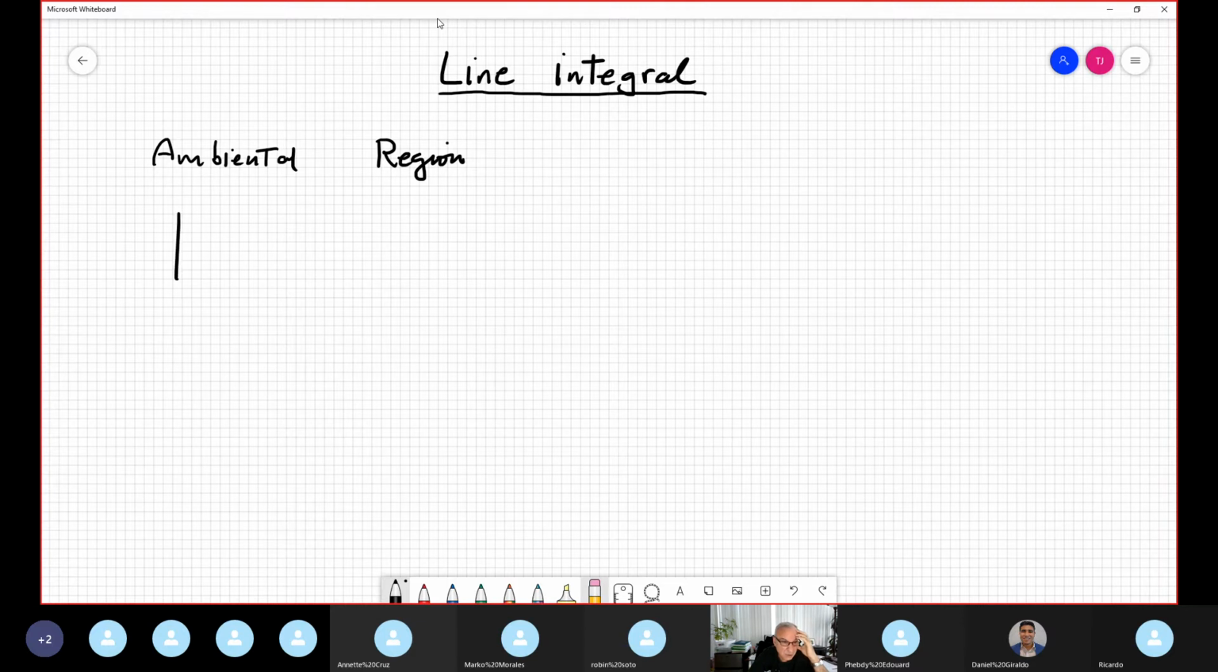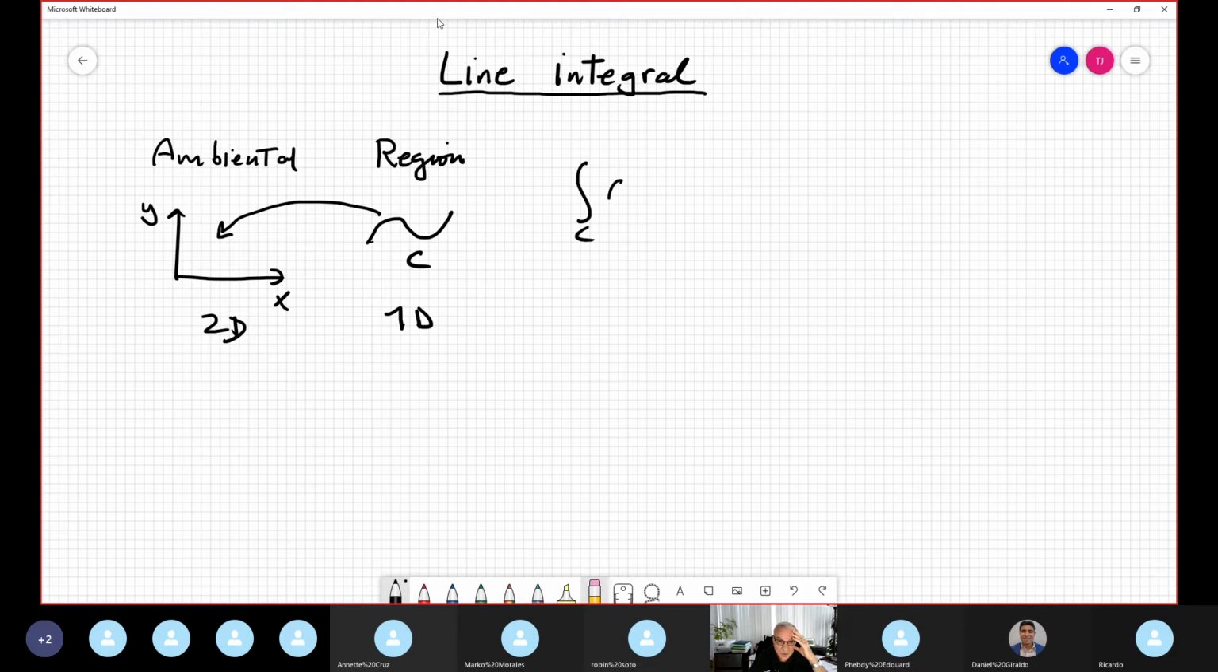Suppose 2D. This is my ambient, x, y. And my region now is a curve, C, living in this ambient, 2D, 1D, sorry, because the curve is the 1D object, no? And you compute the line integral of the function x, y, with ds here. ds is the small s, not the dS you are familiar with in the surface integral. Some people get confused by this.